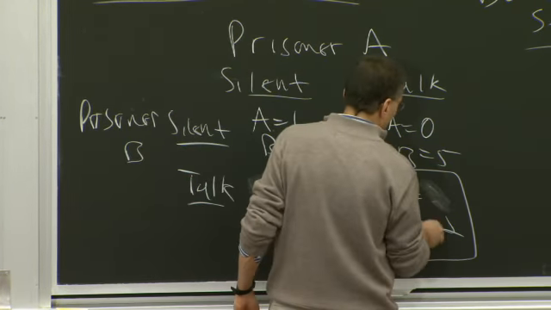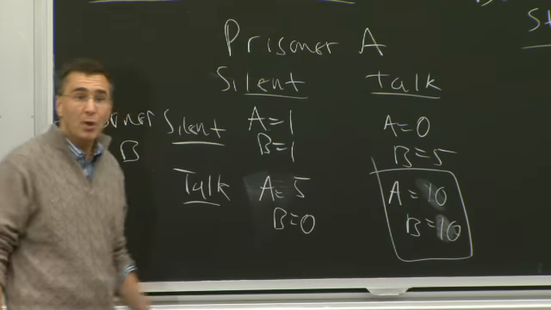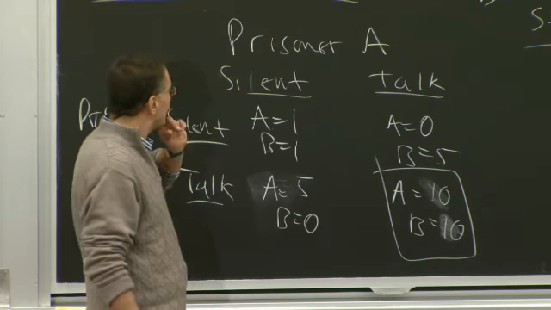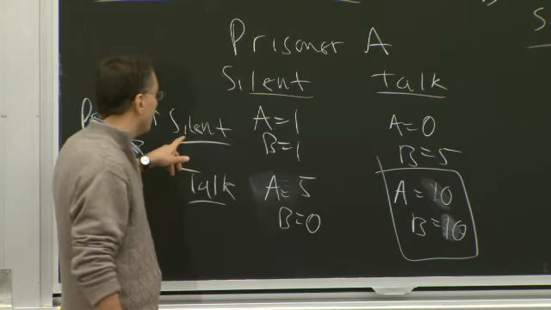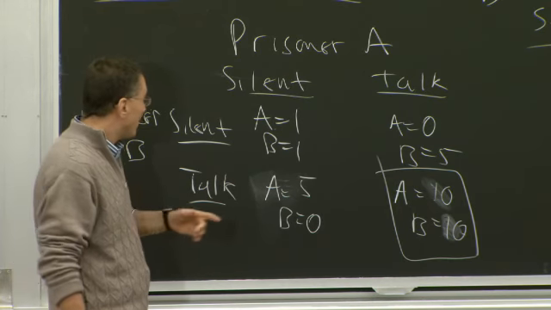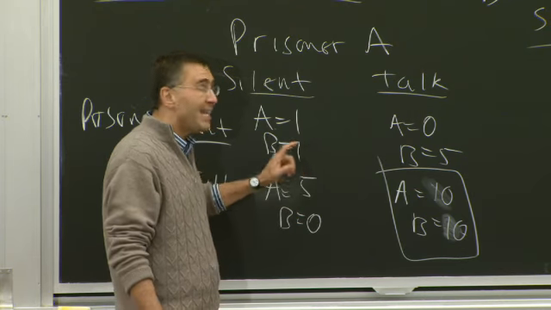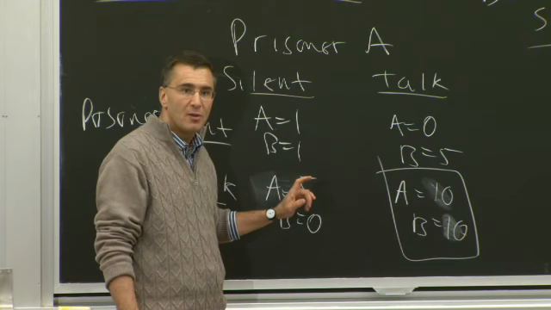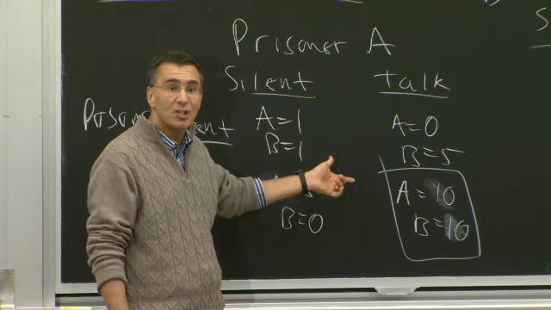Let's change this. Now let's just rework it. Okay? So now what's A's choice? Well, A, if he talks and B's silent, then he's better talking. But if he talks and B talks, he's worse talking. So then what he does depends on what B does. What B does can depend on what A does. And we can't obviously see the Nash equilibrium here.